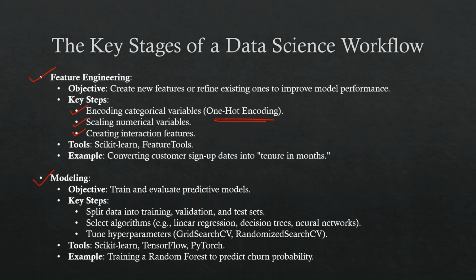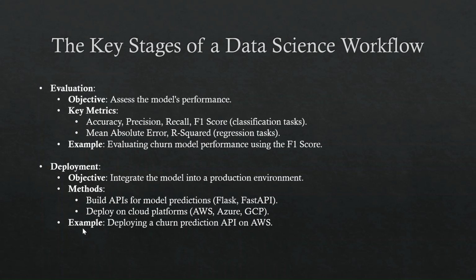Next comes modeling. Modeling is to train and evaluate predictive models. So we can split the data into training, validation, and test sets. Or we can select the algorithms or use tuned hyperparameters. The next stage is evaluation. It is used to assess the model's performance. We check for accuracy, precision, recall, F1 score, mean absolute error, R squared. All of these terms we will be studying in further upcoming videos.